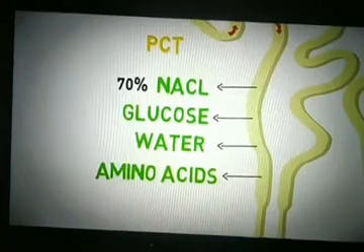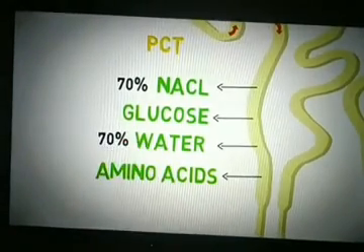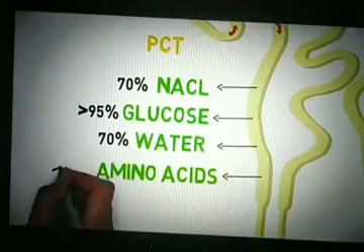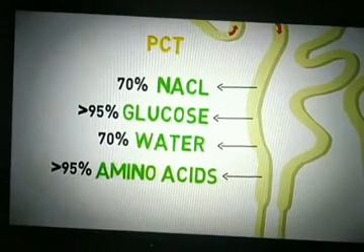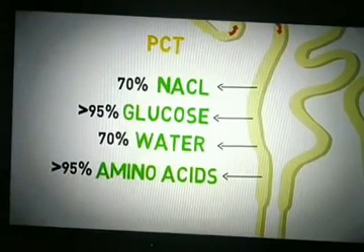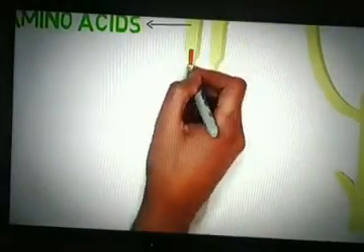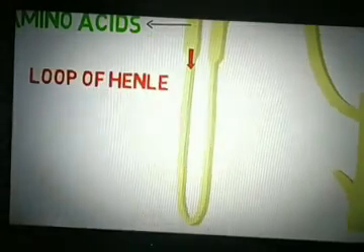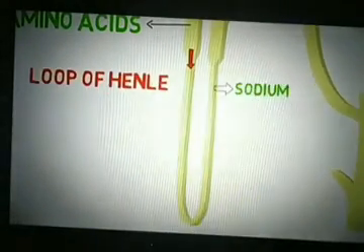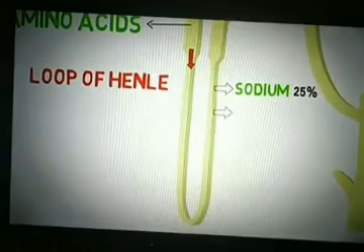Now about 70% of the sodium chloride gets reabsorbed in the PCT, the proximal convoluted tubule, and 70% of the water, more than 95% of the glucose and 95% of amino acids get reabsorbed in the proximal convoluted tubule. Now the nephric filtrate passes into the loop of Henle.